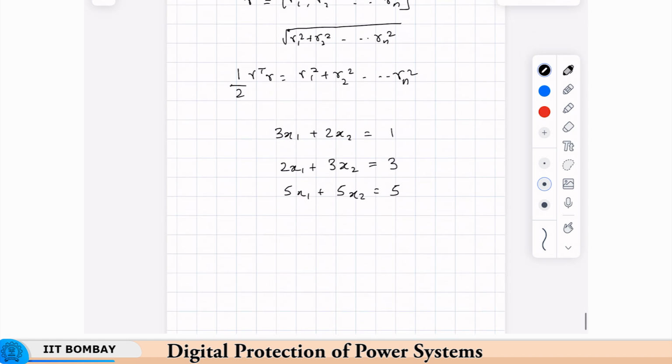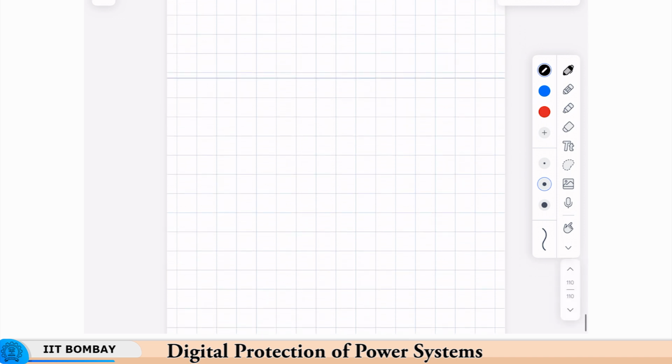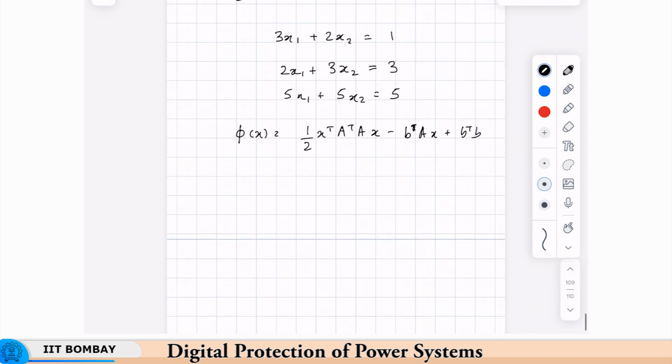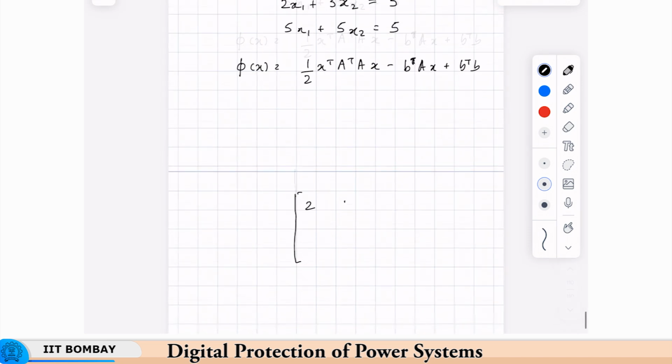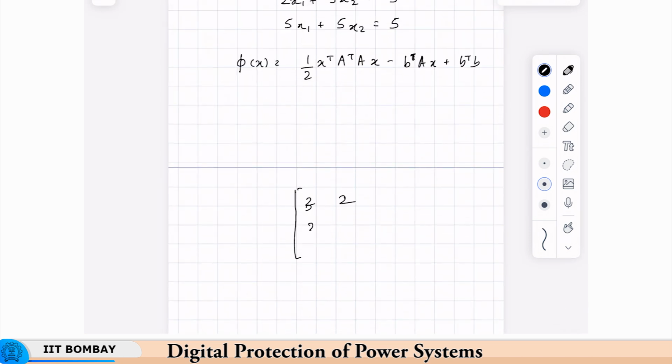And now we have to expand: 5x is half of x transpose A transpose Ax, minus B transpose B. Okay, I think this is minus. Now, what is A transpose A? A here in this case is 3 2, 2 3, 5 5, and x is x1, x2.